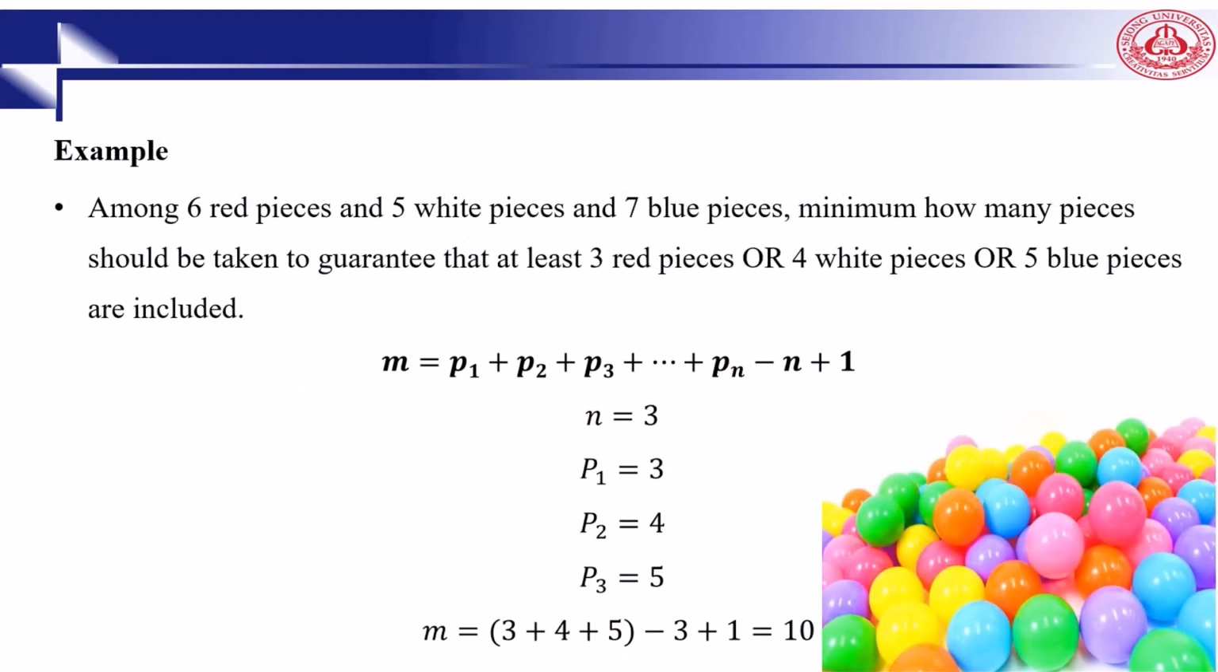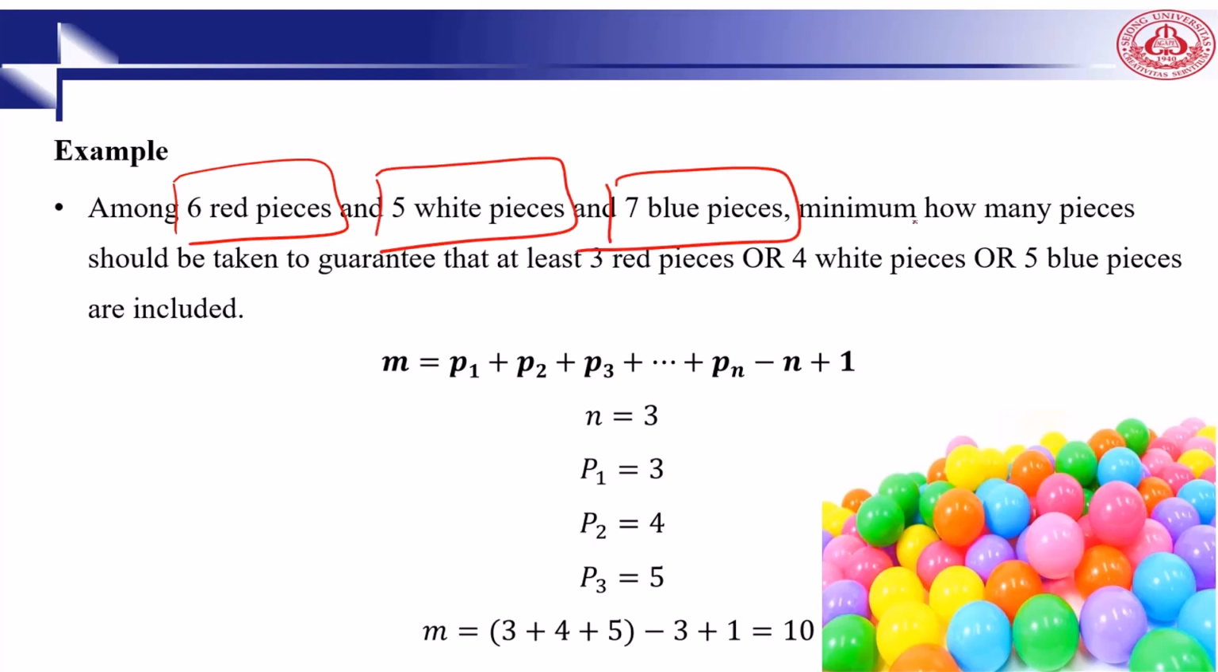Next example: among 6 red pieces, 5 white pieces and 7 blue pieces, how many pieces should be taken at minimum to guarantee that at least 3 red pieces or 4 white pieces or 5 blue pieces are there? So, for example, you can say these are balls: we have 6 red balls, 5 white balls and 7 blue balls. Then how many balls should we take out to guarantee that at least 3 red, 4 white or 5 blue are there?